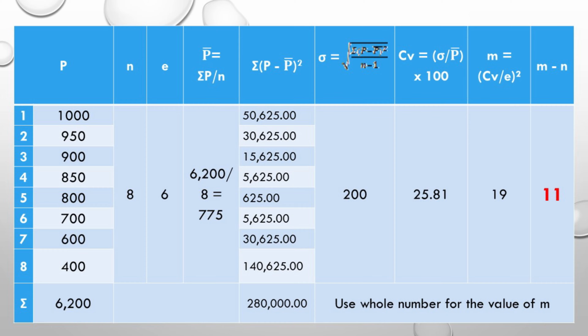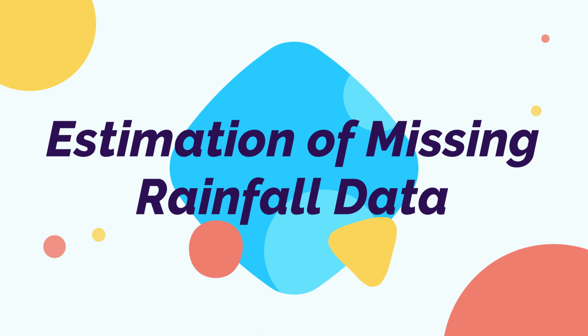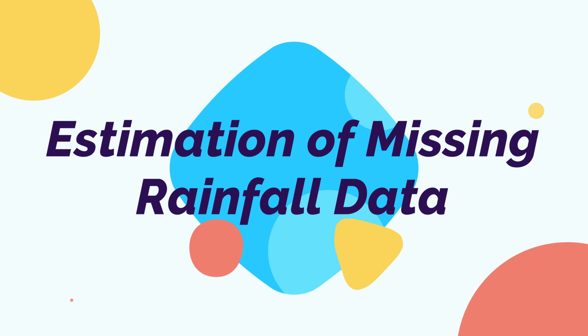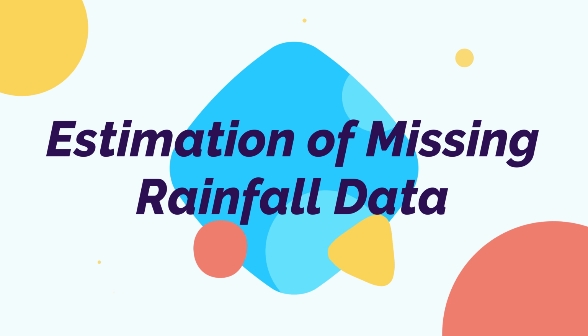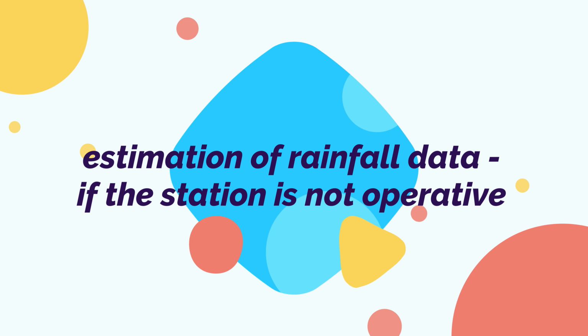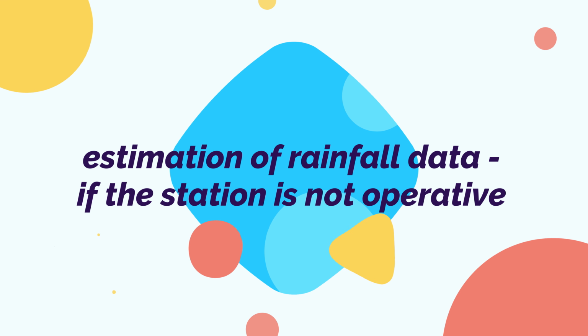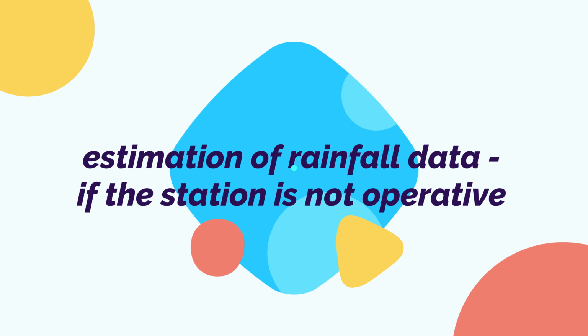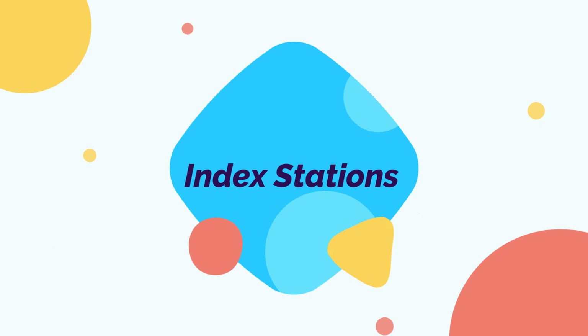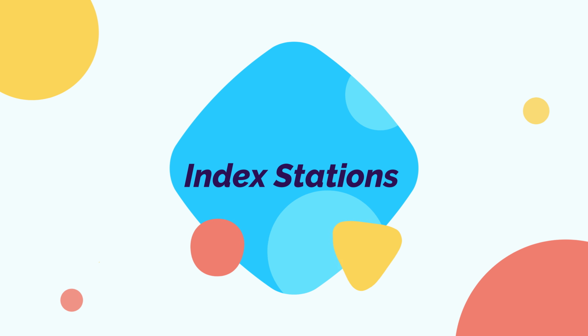Estimation of missing rainfall data. Before analyzing the rainfall data of a region, it is necessary to check its continuity. The data is discontinuous when a particular rain gauge is not operative for some period of record. It becomes necessary to supplement the missing data by an intelligent estimation of the missing data. It's usually estimated from the variable data of neighboring rain gauge stations called index stations.